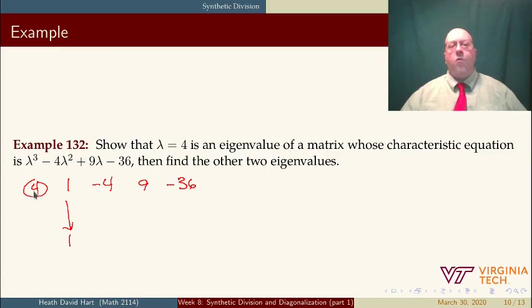And then from that point on, I multiply and add. Negative 4 and 4 is 0. 0 times 4 is 0, so that gives me a 9. 9 times 4 is 36, and that gives me a 0 again. So 0 shows that lambda equals 4 is an eigenvalue.